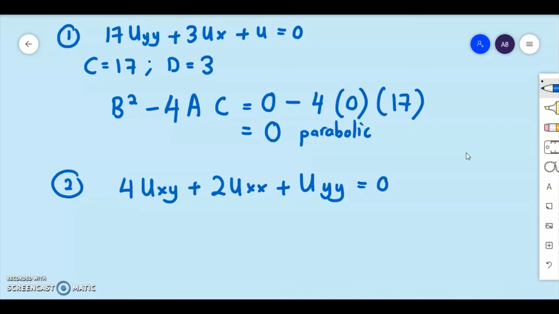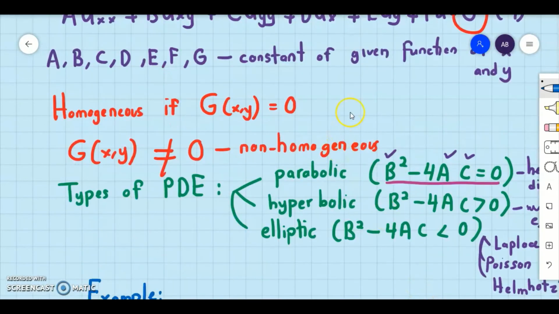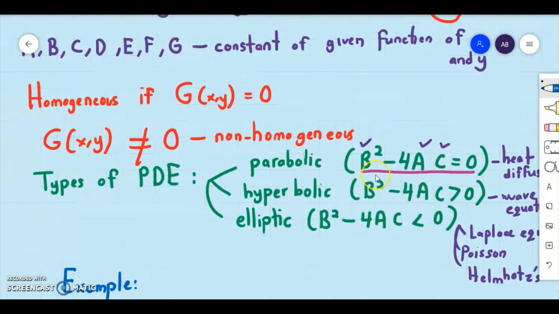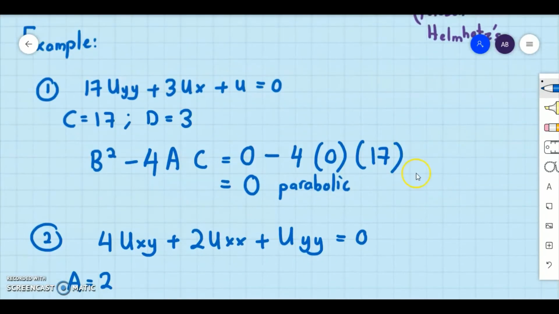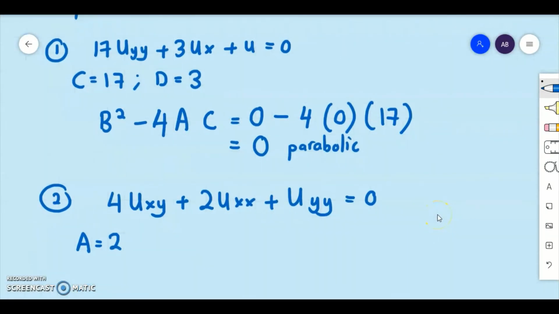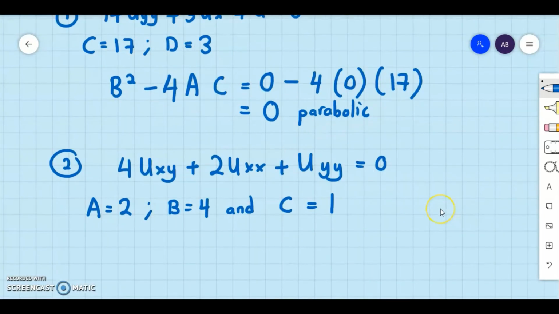So by comparison with the standard form, I have a equals 2, the coefficient of uxx. Look at this equation here: a uxx, so a equals 2, and then b uxy. What is my b for uxy? The b is 4. b equals 4, and c equals 1, because uyy is for my c.